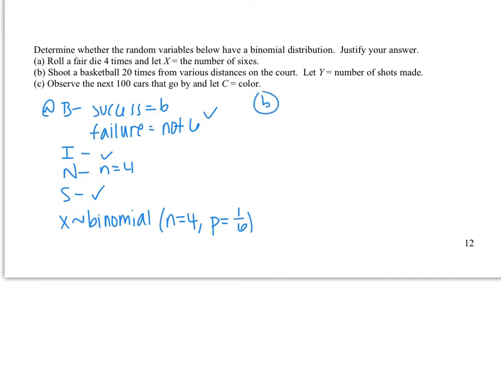Okay, so part B. You shoot a basketball 20 times from various distances on the court. Y is the number of shots made. So we want to know, is Y binomial, yes or no? So first of all, is this binary? Do I have success or failure? Well, yes, I do. Success in this case is that you make the shot. Failure is that you miss.